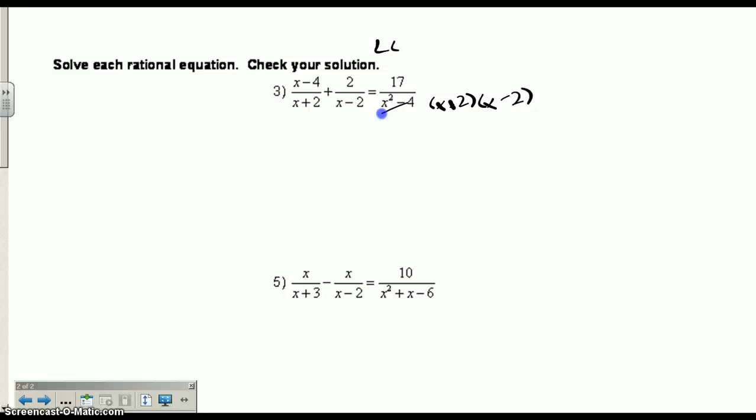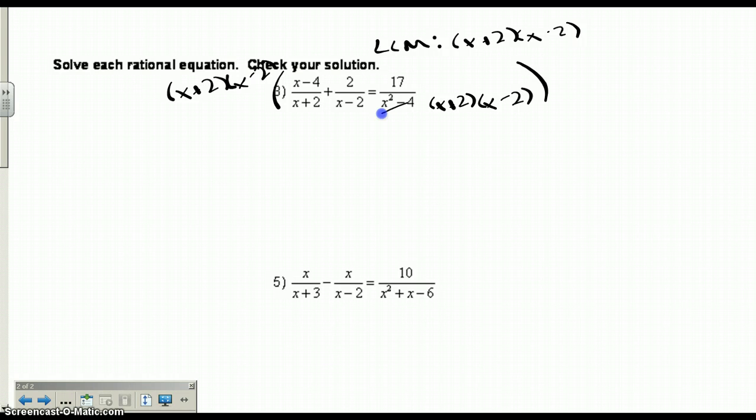So in this case, x plus 2 times the quantity x minus 2 is our LCM. Because the first denominator, x plus 2, is a factor of it. The second one, x minus 2, is a factor of it. And obviously, x plus 2 times the quantity x minus 2 is a factor because it is it. Okay, so what I'm going to do is I'm going to multiply this entire equation by that LCM.